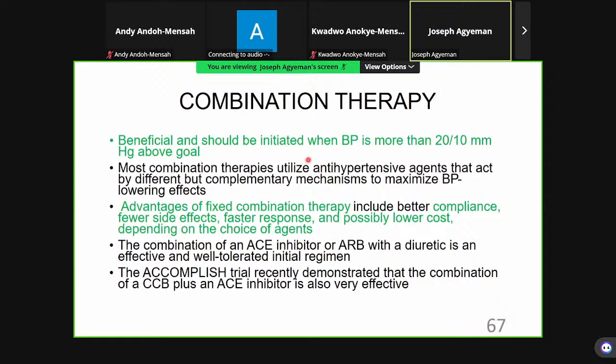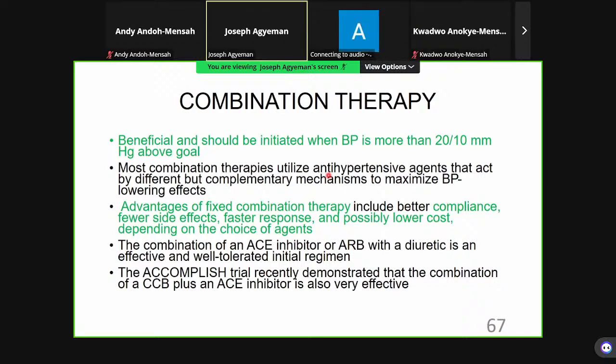Remember the reasons why you do combinations: for improved efficacy, of course, to get to the target. At times, you use some of them to counter the side effect of others. And at times, due to the additional benefit, the pleiotropic benefit you just mentioned, you use them in some compelling indications. Somebody with renal disease, with hypertension, you would want to give a nephroprotective agent that has antihypertensive activity.